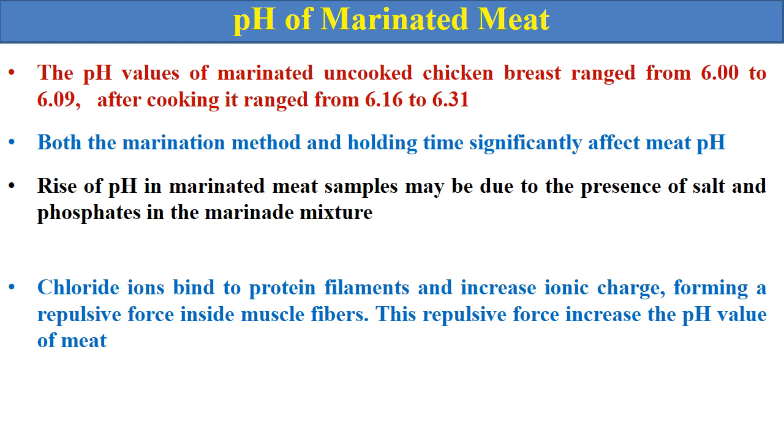These two factors play an important role, and this rise of pH in marinated meat samples may be due to the presence of salt and phosphate in the marinade mixture. So in general, salt and phosphate are added in the marinade. How does this salt act? It has chloride ions which bind to protein filaments and increase the ionic charge, and because of this there will be a repulsive force inside the muscle fiber, and this repulsive force increases the pH of meat.